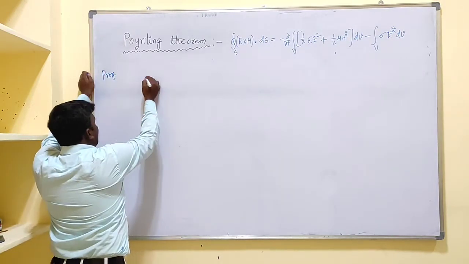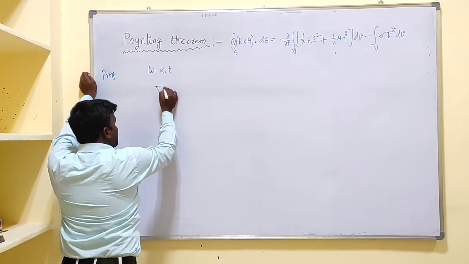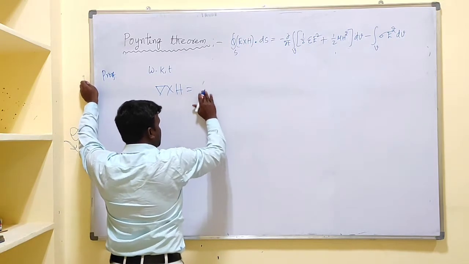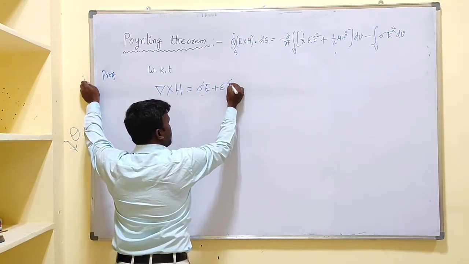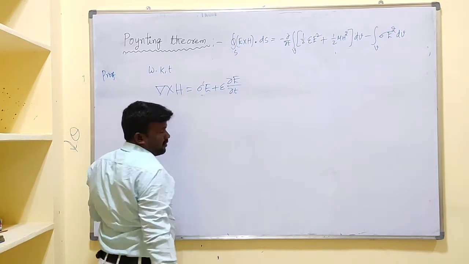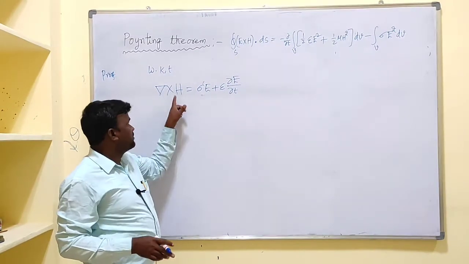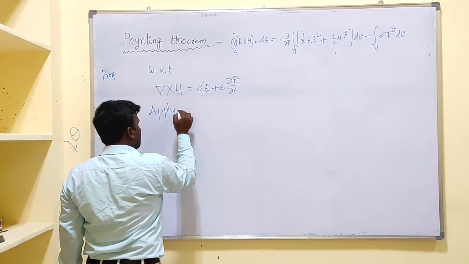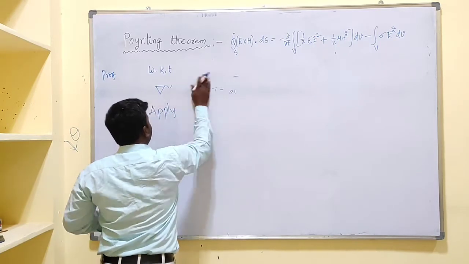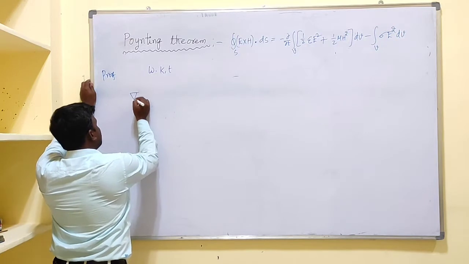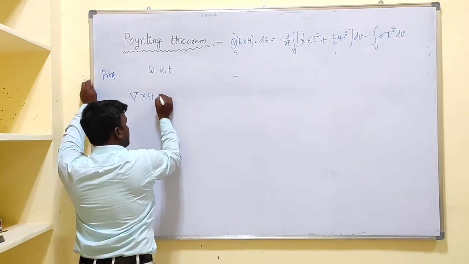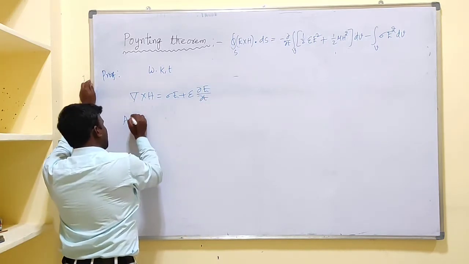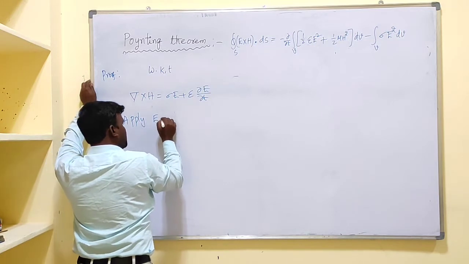Proof. We know Maxwell's equation: del cross H is equal to J, or sigma E plus epsilon dou E by dou t. Please write all the expressions or equations in terms of H or E only. Apply E dot on both sides.